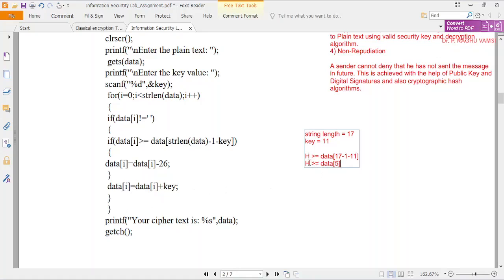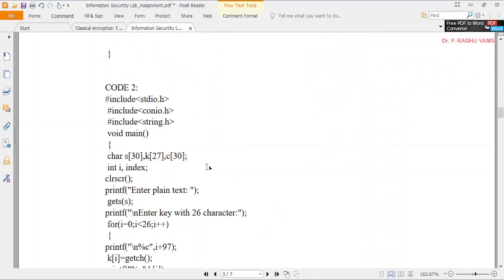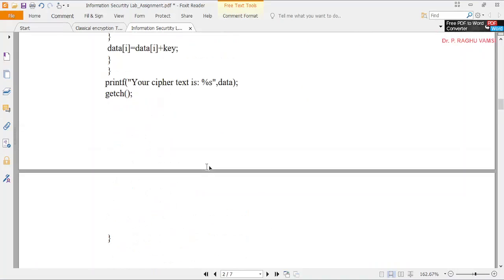That means H, that is 65, 66, 67, 68, 69, 70, 71, 72. 72 plus the key value, that is 11. Whatever value you get will be in the data of I. Like that, by the time the entire string is completed, the ciphertext, whatever you got, will be there in the data. So this is the ciphertext that you will get. The same ciphertext you can also convert into the plain text in the reverse manner.